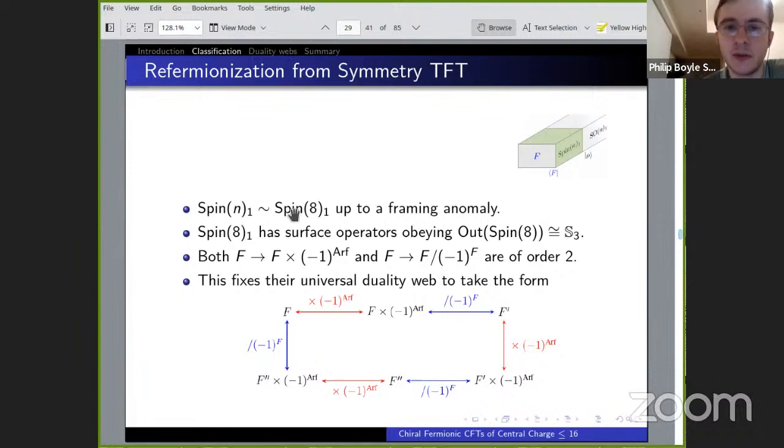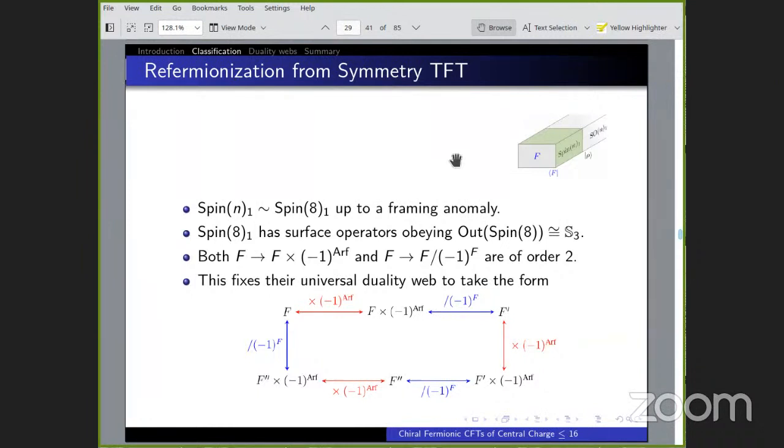The reason I mentioned spin 8 is because the easiest way to understand why it's S3 is that you can think of spin 8 level 1 as Chern-Simons theory, and you can imagine a defect where you implement a discontinuity in the fields, where across the defect you act with triality on the spin 8 gauge field. And this makes it clear that for each outer automorphism, you have a topological defect.